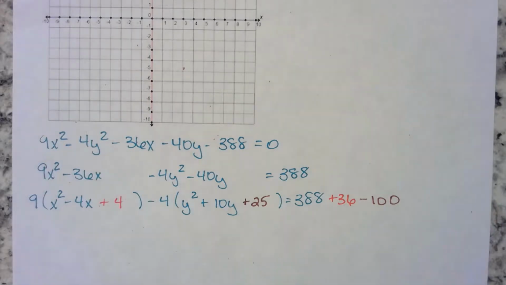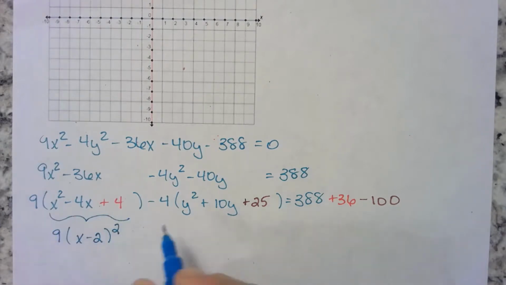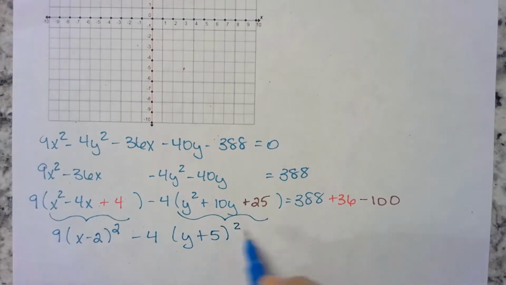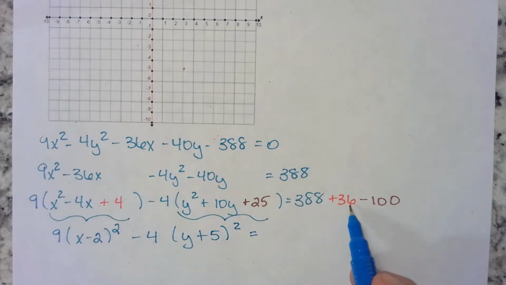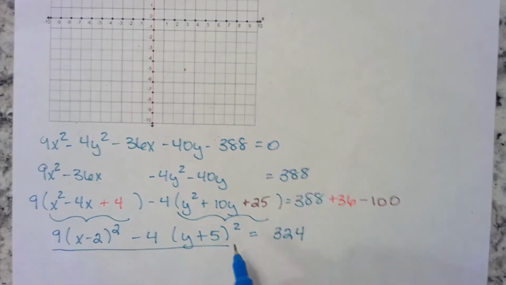So when we factor the first one, this will factor into x minus 2 all squared. This one will factor into y plus 5 all squared. 388 plus 36 minus 100. If we put all of that in our calculator, I think we get 324. Let me just make sure. Yes, 324. Now remember, we don't need these coefficients here, and we need this to be 1. So what we're going to do is divide both sides by 324.